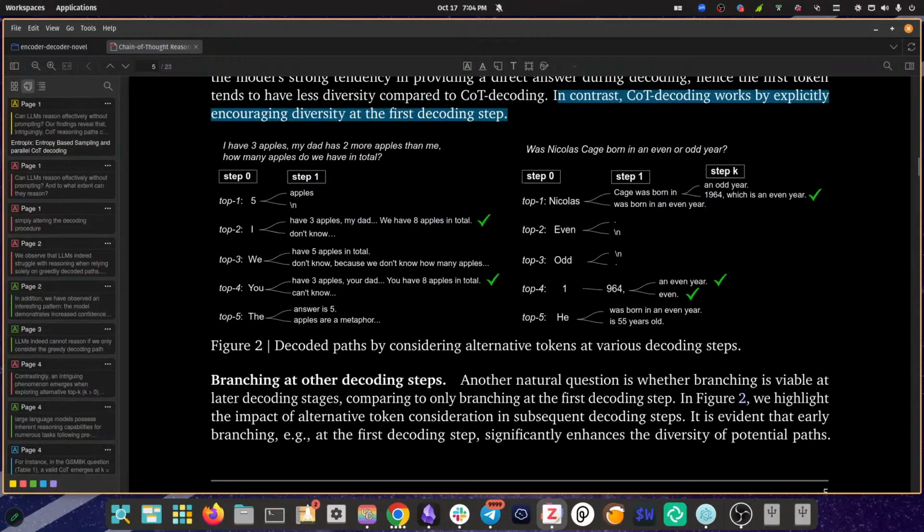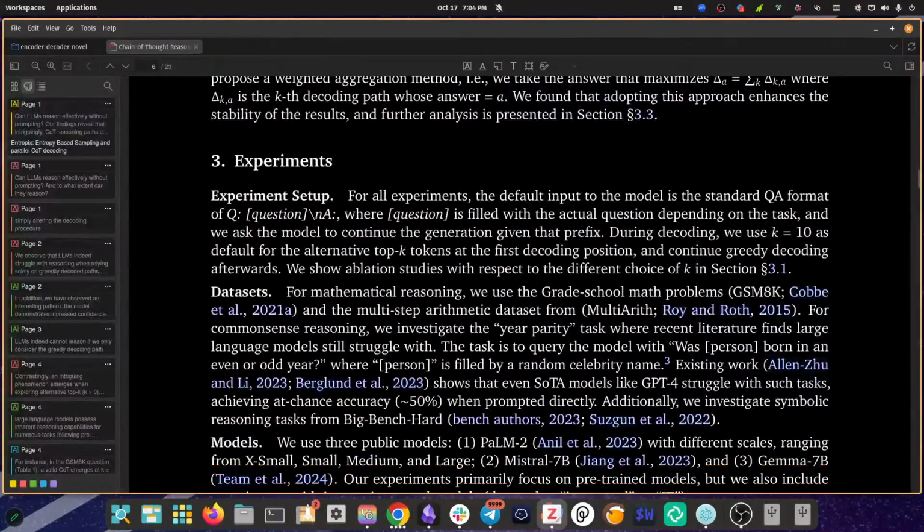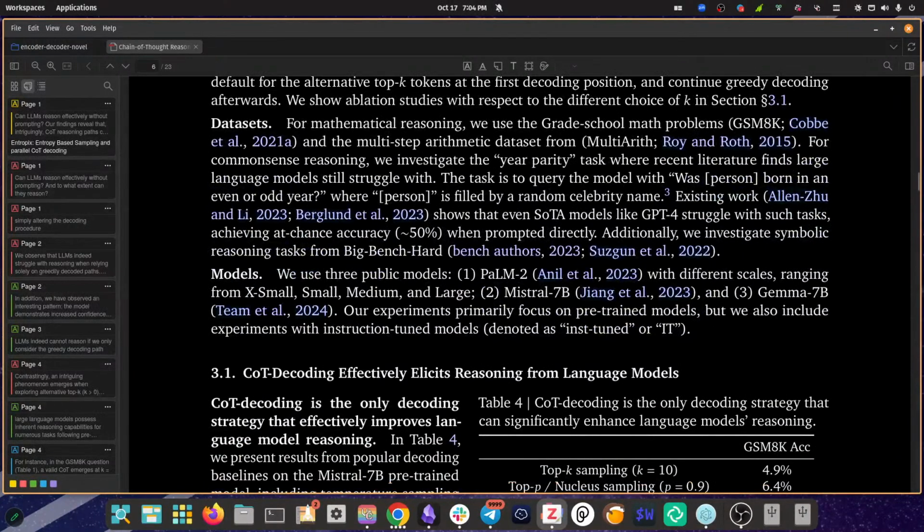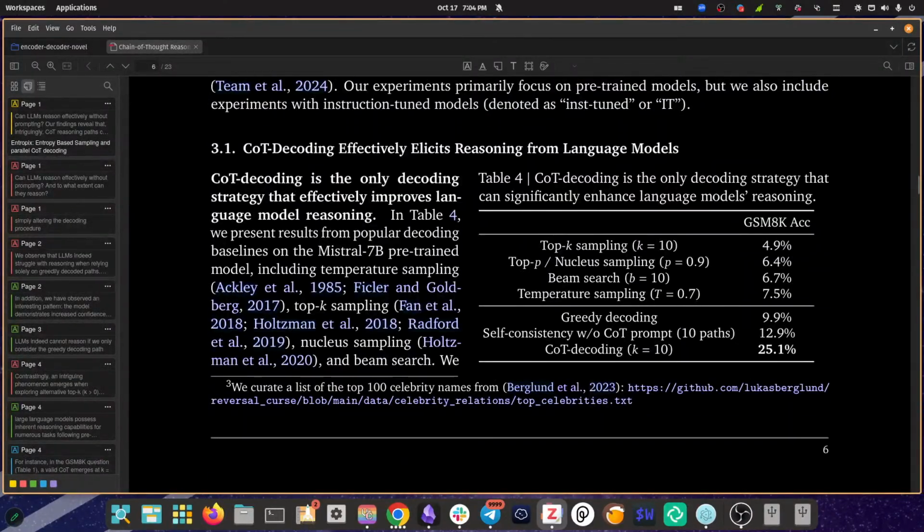Let's see. So we have a couple of experiments, and this is largely GSM-8K, multi-arithmetic, and then we have common sense reasoning, which is year parity, so you'll notice that all of these will have very clear right answers, and they will all be numbers. Or some of it looks like even or odd, which effectively is a Boolean, right? What I'd like to figure out exactly is whether there is a way they can do this on things that have a less obvious right answer.